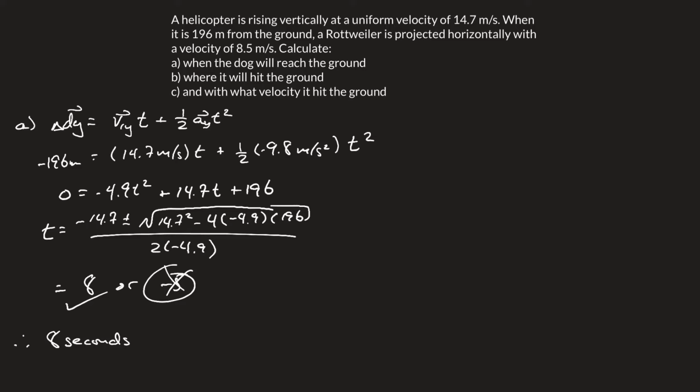Next up, we're looking for the distance it traveled, so where it hits the ground. We know it hits the ground 196 meters from the helicopter vertically, but how about horizontally? So where from the helicopter horizontally is this dog located?